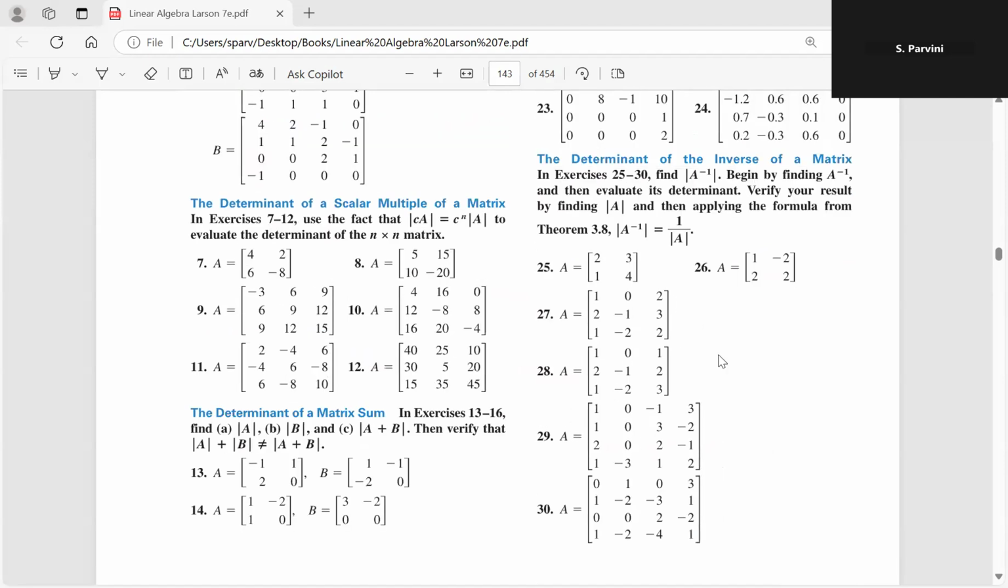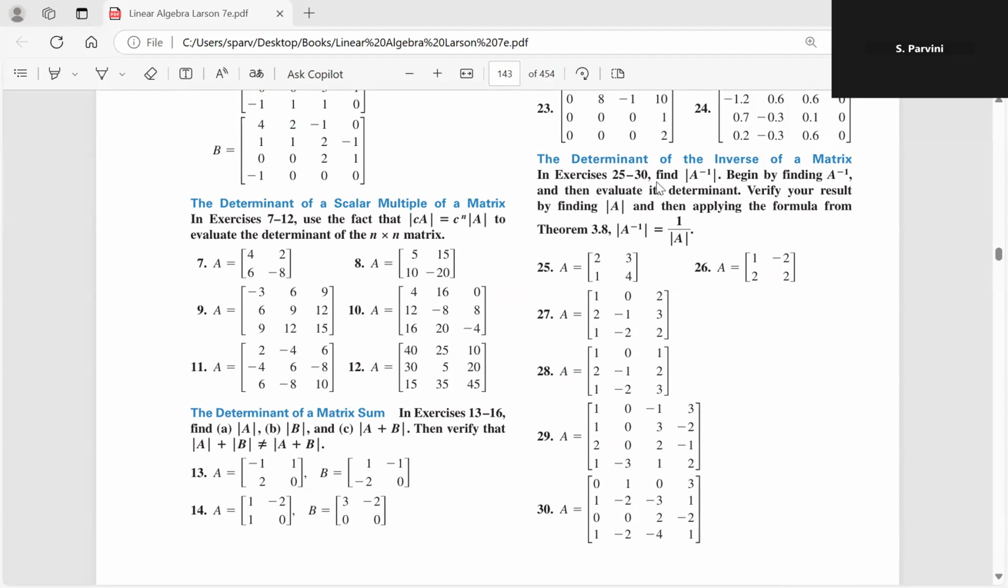Right in this segment, number 26, right in here. In number 26, the question reads, find the determinant of A inverse. Okay. Now, it says begin by finding A inverse and then evaluate its determinant.